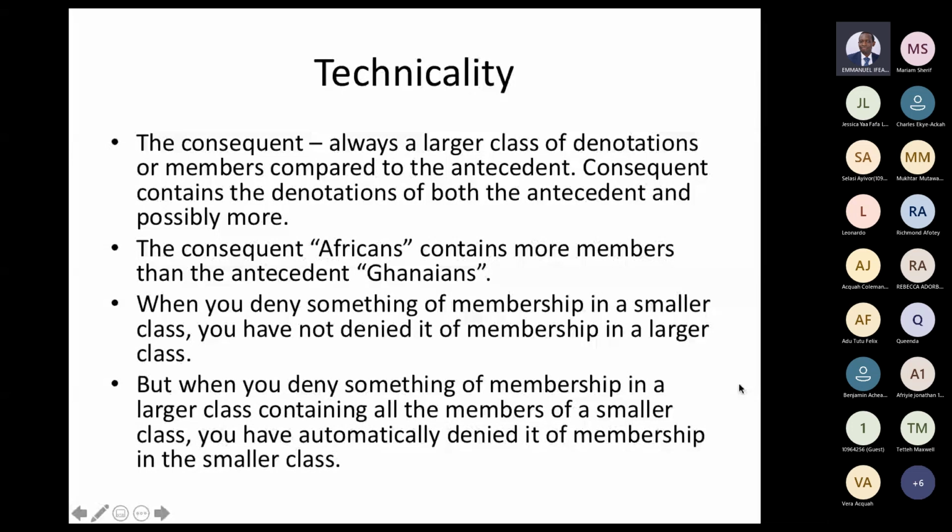So there are four ways. By showing that Peter is a Ghanaian, you have automatically shown he's an African. By showing that Peter is not a Ghanaian, you have not automatically shown he's not an African. Then the third one, by showing that Peter is an African, you have not automatically shown he's a Ghanaian, because he's an African, but he could be any other nationality in Africa. And then the fourth and the last one, by showing that Peter is not an African, you have automatically shown he's not a Ghanaian.